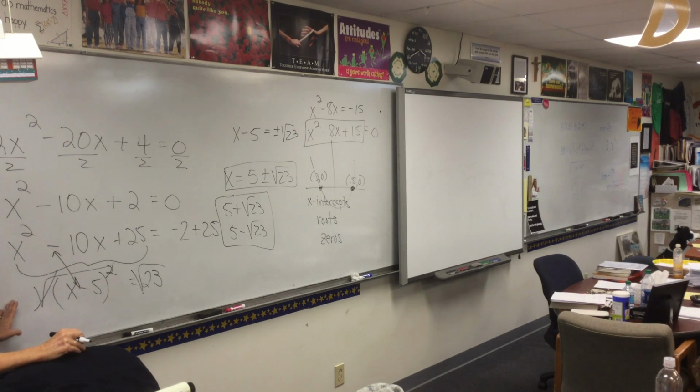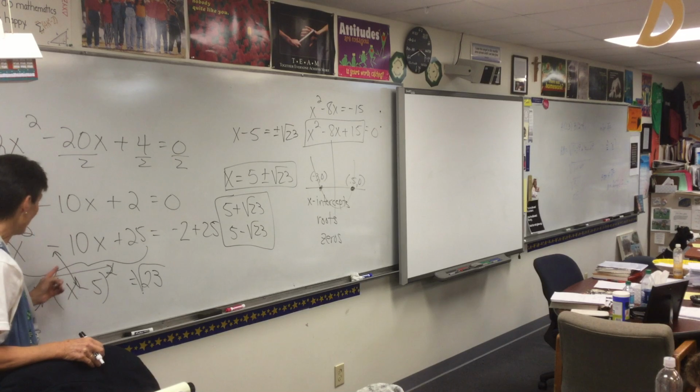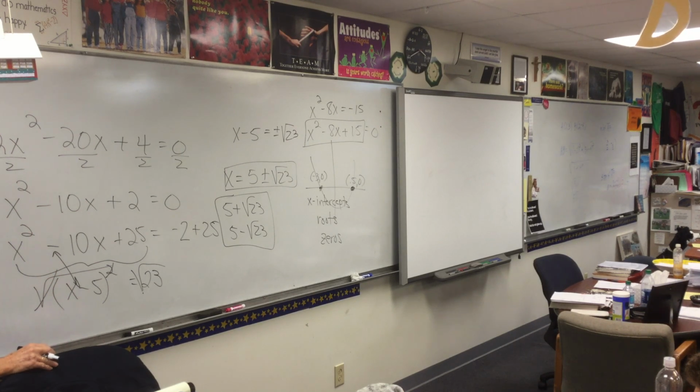What do you do with the 10x? The 10x gets swallowed up. Remember, x minus 5 squared means x minus 5 times x minus 5. If I FOIL that out, it turns into this. I'm factoring it. I can't take the square root of it, Christina, when it looks like this. But if I factor it and write it like this, then I can take the square root of it. So that's why I'm doing that.